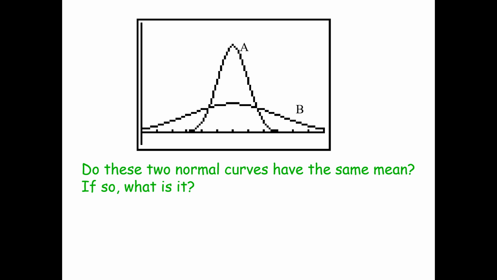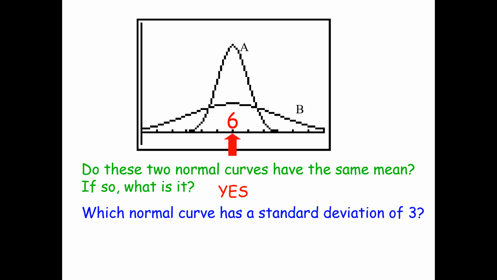So, do these two normal curves have the same mean? This is on a scale from 0 to 10. If they do, what is the mean? We see that they do have the same mean, which happens to be at a 6. We can see that as we come up right here, that's the apex of both A and B. So we want to know what exactly is the mean, and it's 6. We're able to count from 0 over to 6.